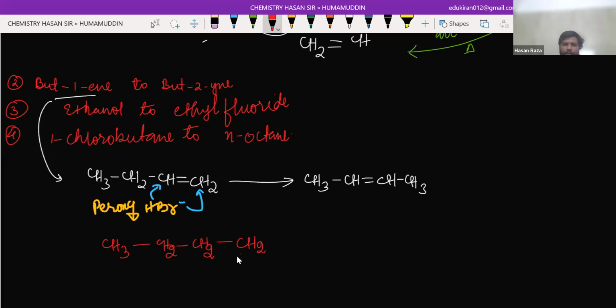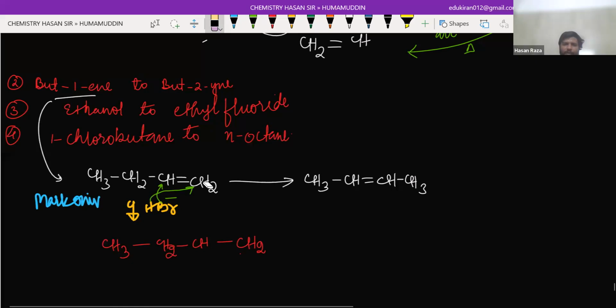After this, just wait a minute. You are going to do Markovnikov here. If you are going to do Markovnikov addition with HBr, according to Markovnikov, the negative part will go to that carbon which has the lesser number of hydrogen, and the positive part to that carbon which has the greater number of hydrogen. So Br will come here and H will come here.